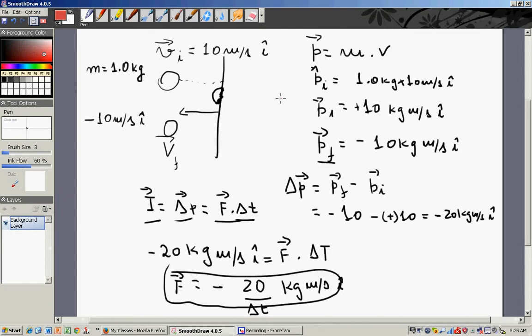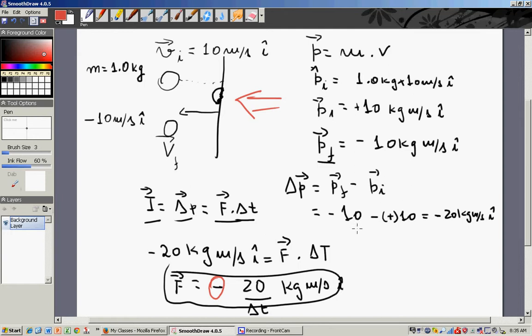So this force, in fact, is to the left, right? It's to the left, and it's like the wall giving a big blow on the ball and forcing it to change its direction and go back in the negative i-hat direction with a velocity of negative 10 meters per second. Okay, so there was an external force acting on it.